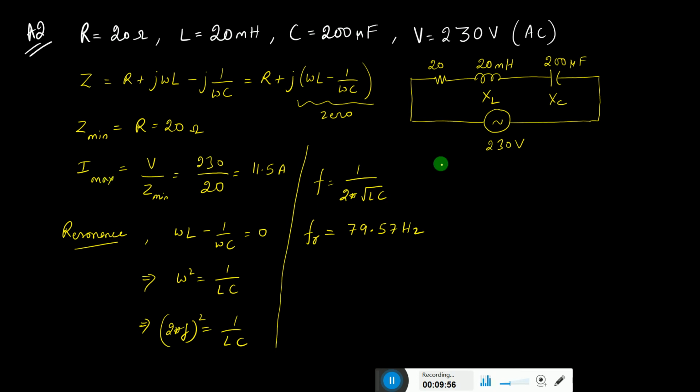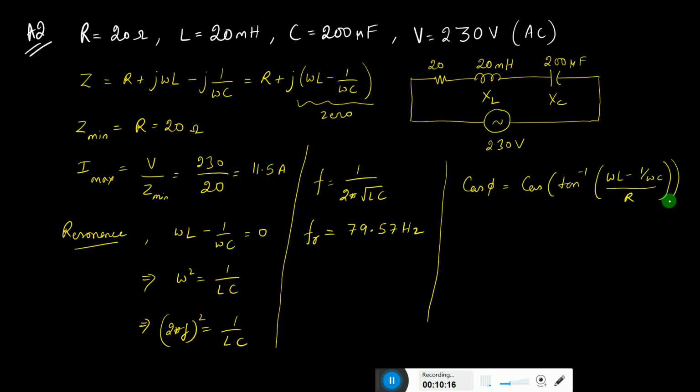Now the question asked is, what is the power factor? So we know that power factor is cos of phi, which we can also rewrite as cos of phi equals tan inverse of omega L minus 1 by omega C, whole divided by R. This term we know is 0 at resonance. So this will be cos of 0, which equals 1. So the power factor is 1.